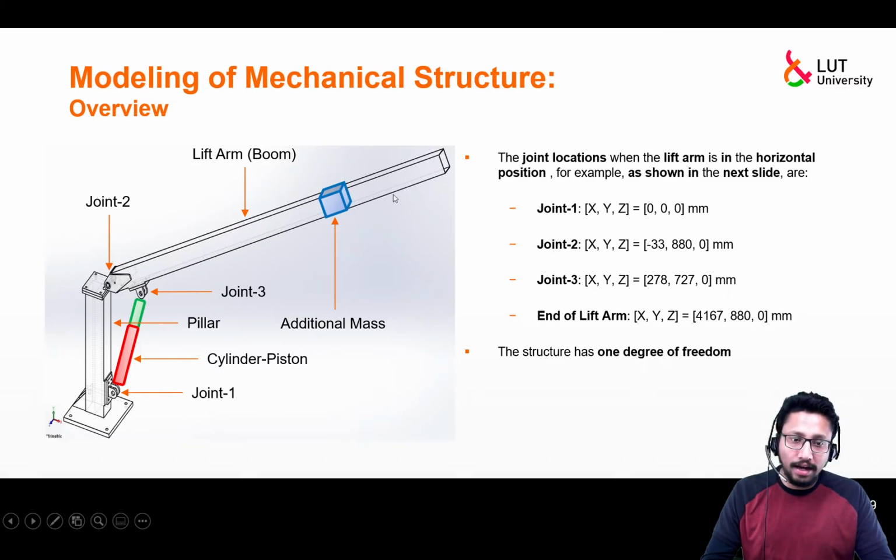Note that the entire structure has 1 degree of freedom. So do not model something which has more than one degree of freedom. The reason being, this lift arm can move only in the upward or downward direction, right? I mean, it can rotate about joint 2. Accordingly the cylinder piston will have its movement, whereas the pillar will be rigidly connected with the ground. So there is just 1 degree of freedom.